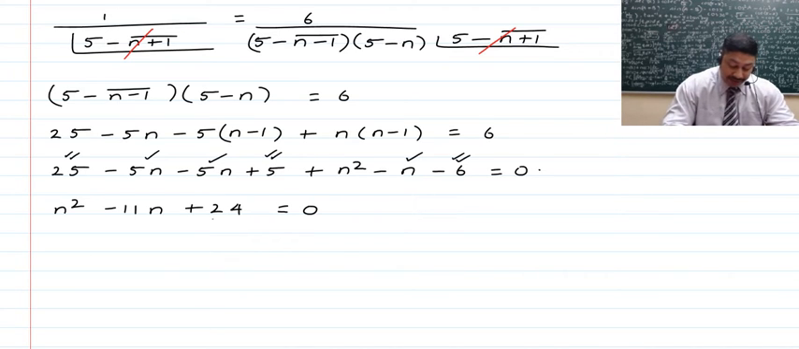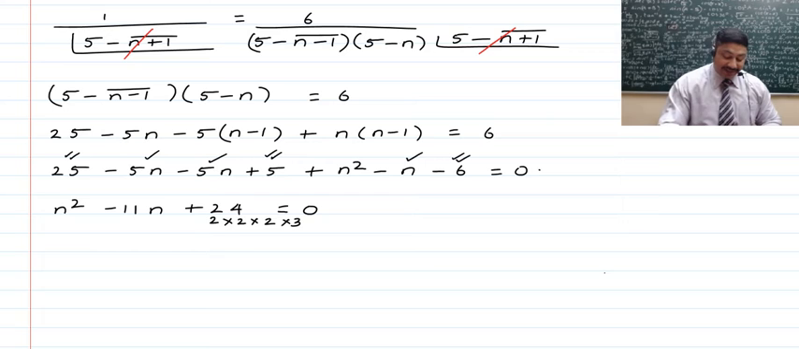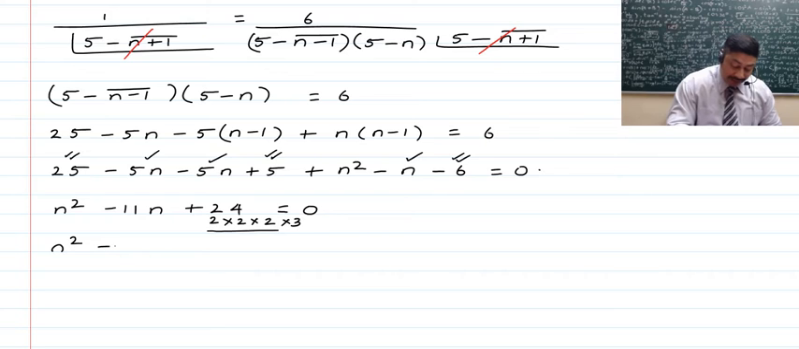Now children, we can write the product of the prime factors of the coefficient of the quadratic term and the constant term. So that becomes equal to 24 into 1, and then we can write that as 2 into 2 into 2, which becomes equal to 8 into 3, which is the product of the prime factors. Now if we take 2 into 2 into 2, that is 8, and then the other, if we take as 3, then the sum of 8 and 3 will become equal to 11. So thus we have n square minus 8n minus 3n plus 24, which will become equal to 0.